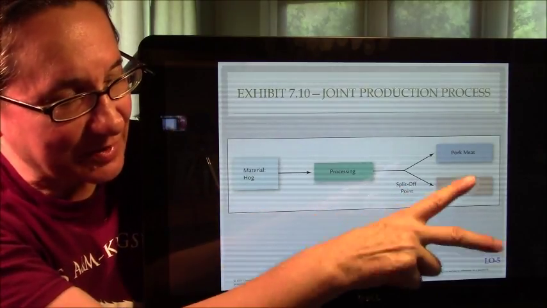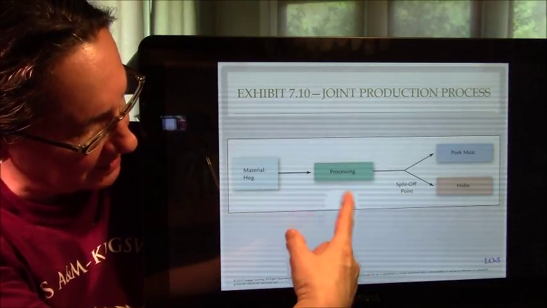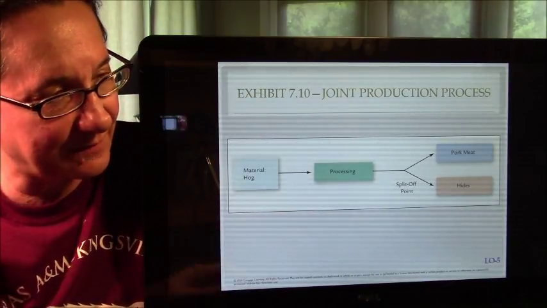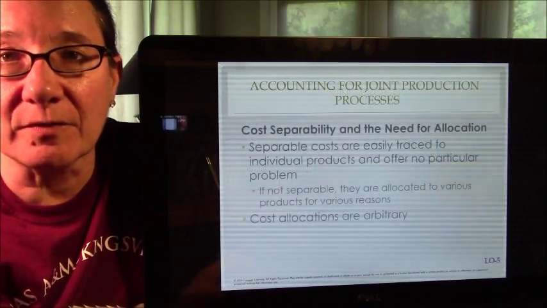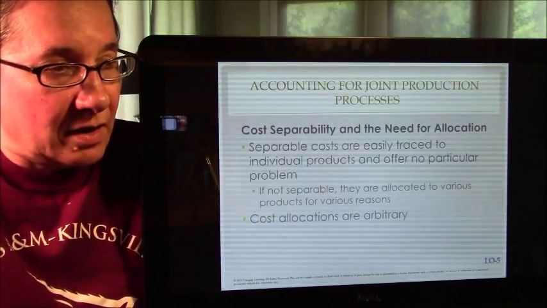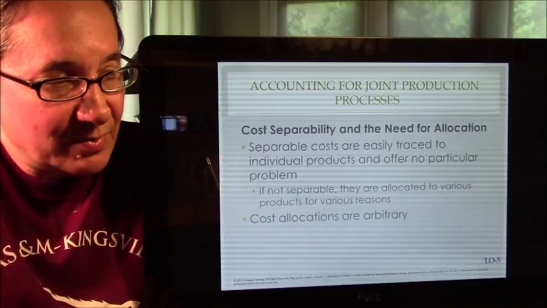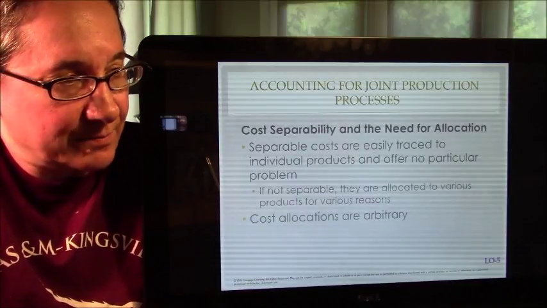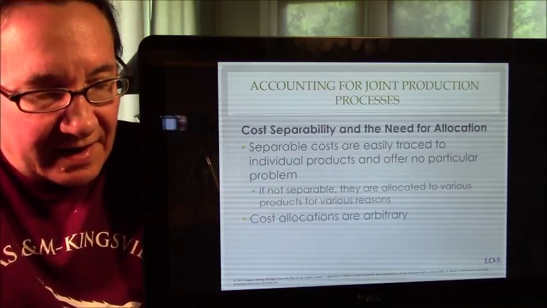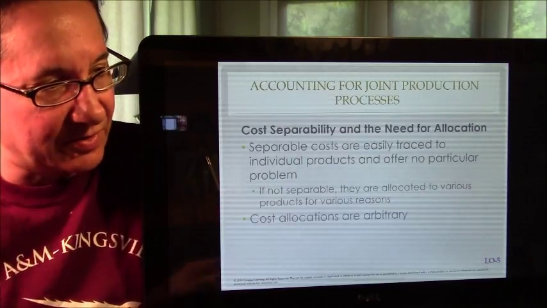So we're talking about there's a split off point. So we need to take care of these costs up to the split off point. All right. So that's what we're working on with this. All right. So we need to be able to separate those costs and allocate them. All right. We have to figure out a way to do it, and there's a few different methods, and we're going to learn those.